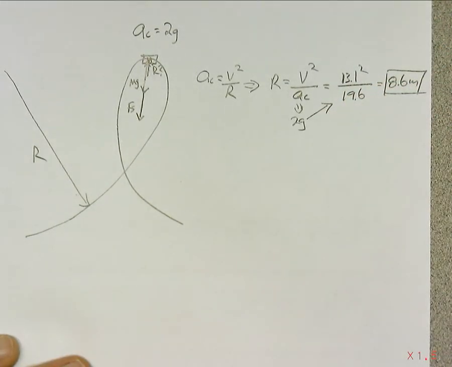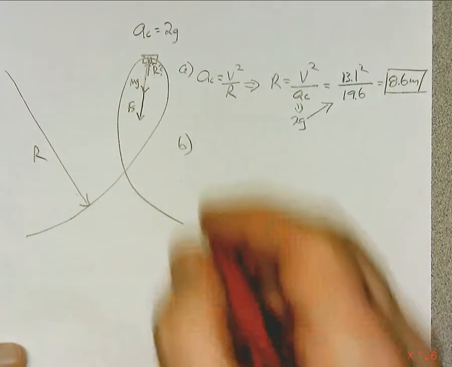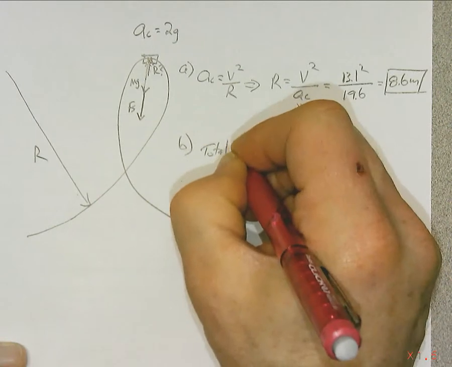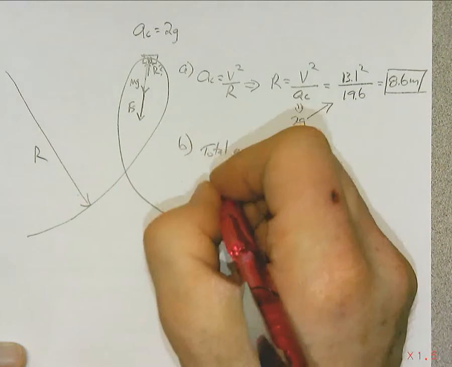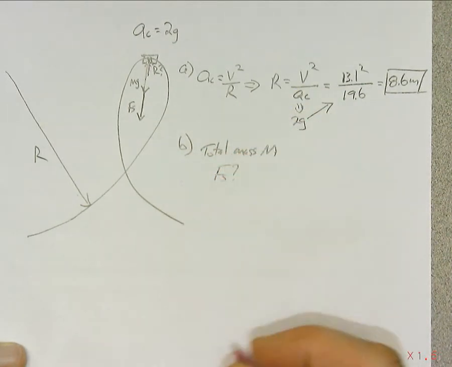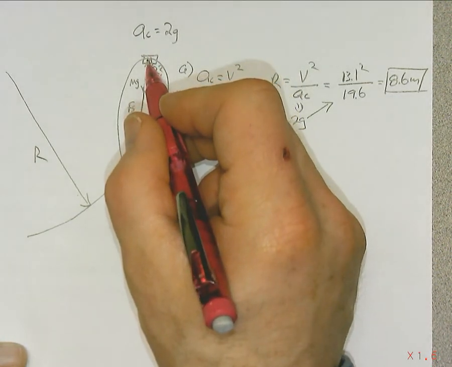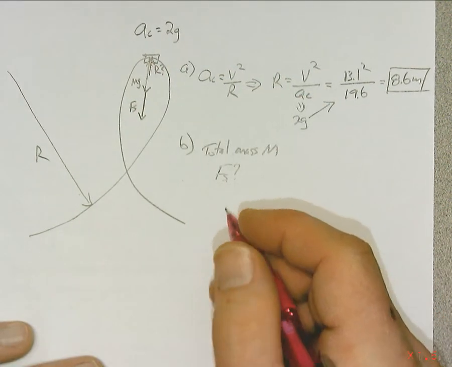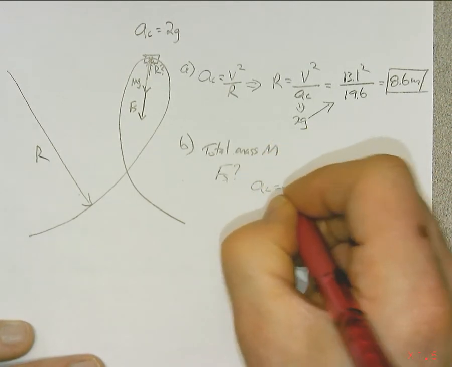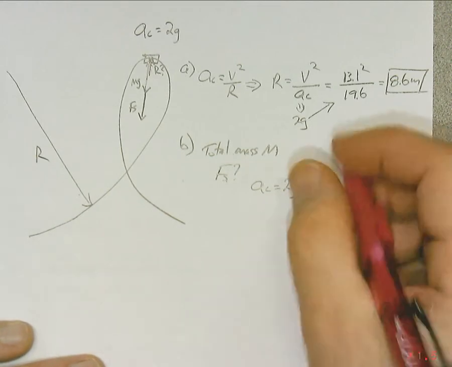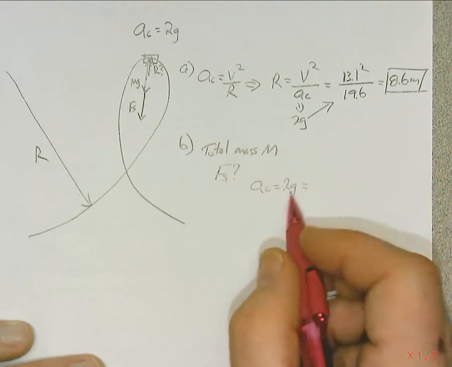All right, that was A, and now we have B. The total mass is M. What is the support force, is what they're asking for. The force the rail exerts on it at the top. That's the support force, and that is also going to be your sensation of weight. Well, since a sub c is equal to 2G, let me do this. I think this will be more clear.